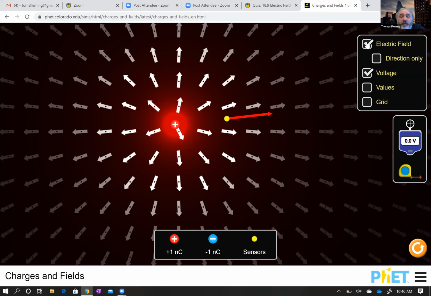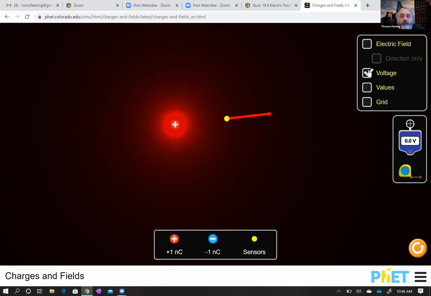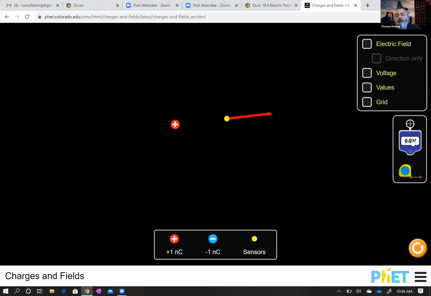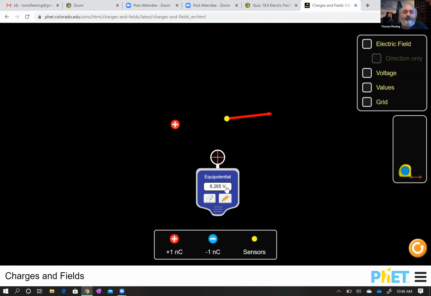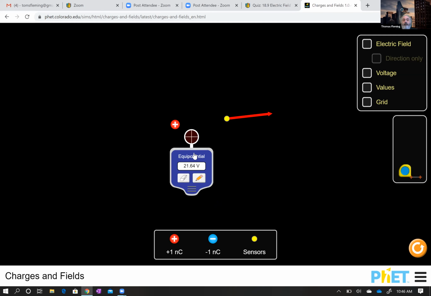bright red. So I'm going to turn both of these off and instead use a sensor. And so what's going to happen is anywhere I put this little target, it's measuring the potential at that spot. So right now, at this location here, where I am this distance away from the positive charge, my electric potential is 8.265 volts. If I move it closer, you can see that the electric potential is getting bigger.